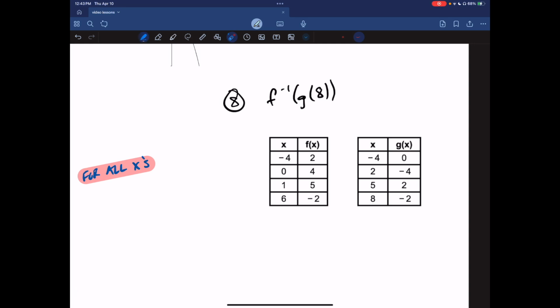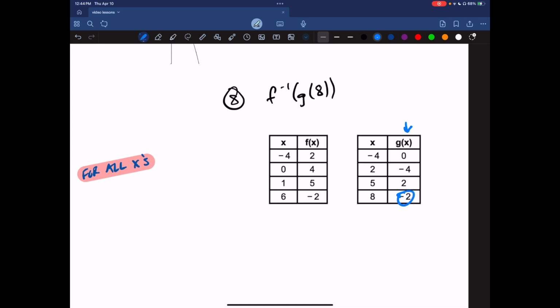All right, for the inside part, I'm going to look at when x is 8, what is this column? All right, and it's going to be -2. Okay, but because it says f inverse, I'm looking at this column now. When the right column is -2, what is the left column doing? Okay, and that is going to be 6. And so my answer here is going to be 6.